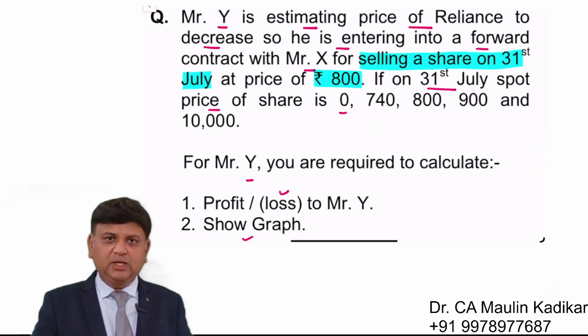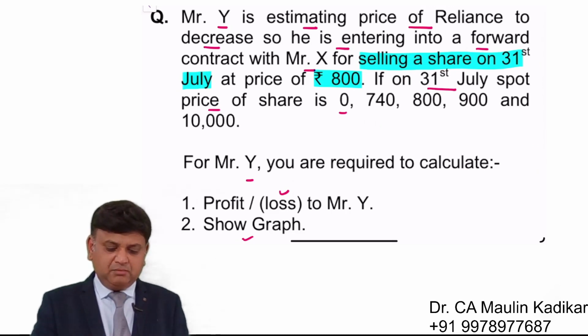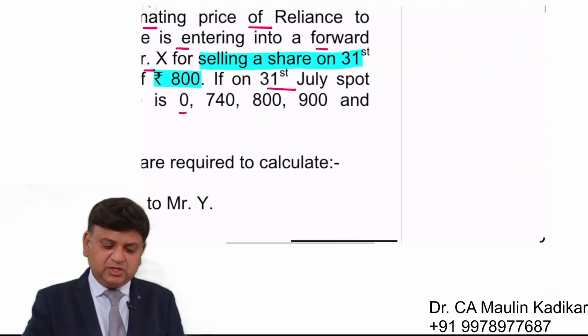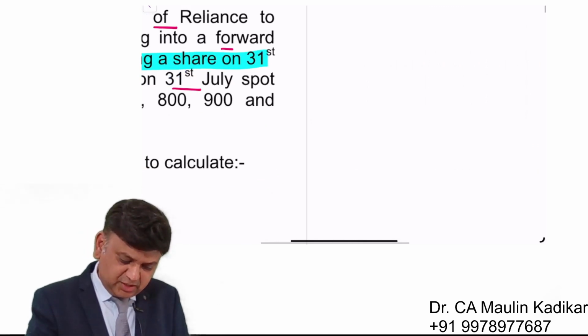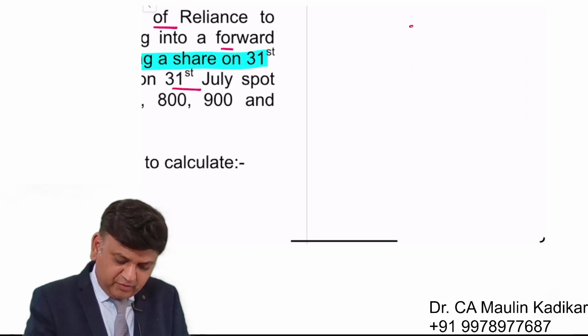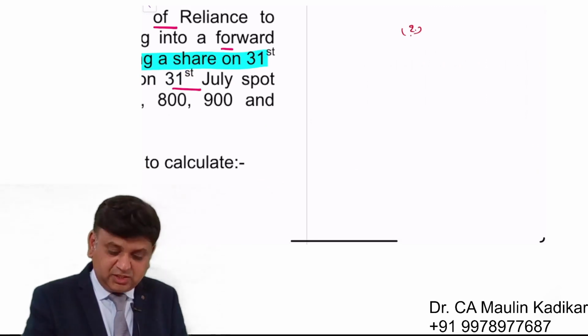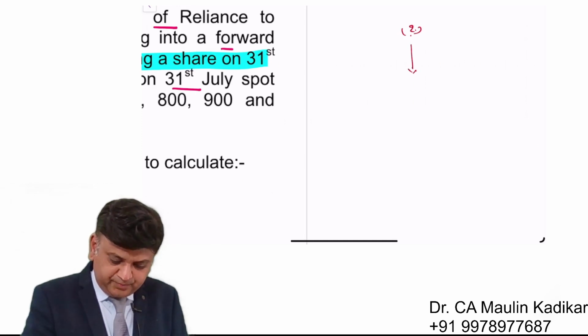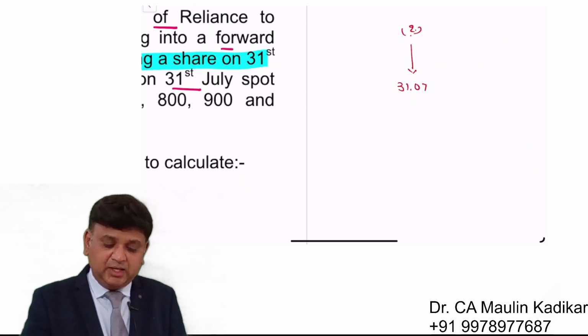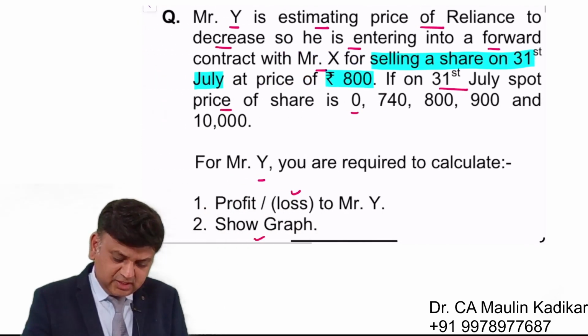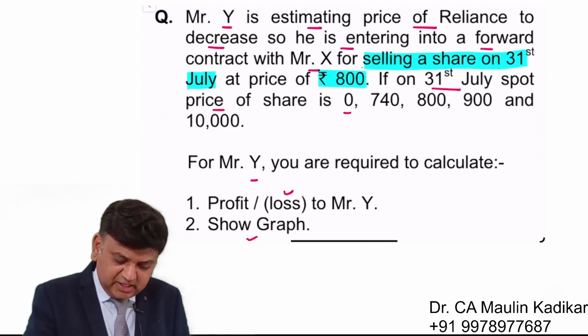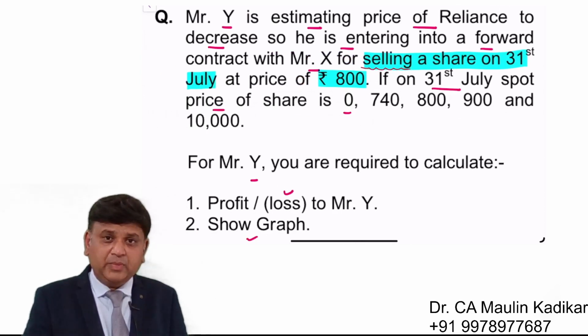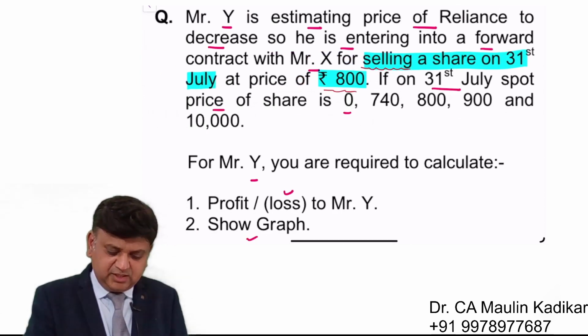Dear students, over here again the question is silent about the date on which the transaction is entered upon. Whatever the date on which the transaction is entered upon, the transaction is for 31st of July. This time the transaction is, let's say, you are going to sell the underlying asset. What is the price? The price is 800.